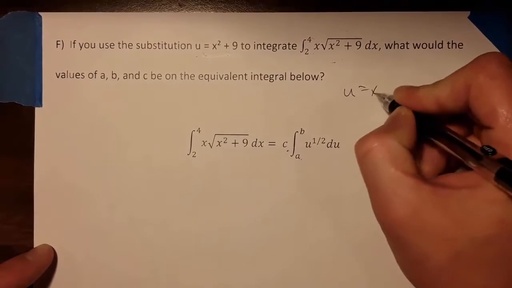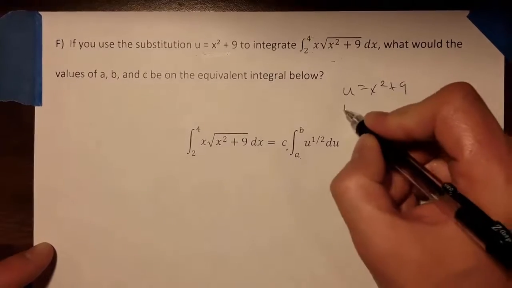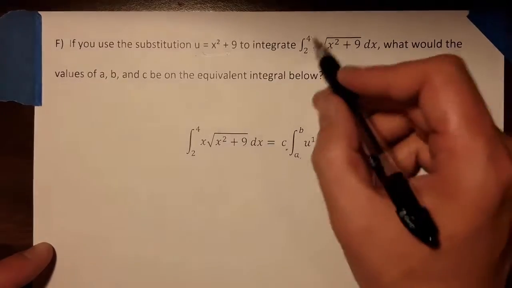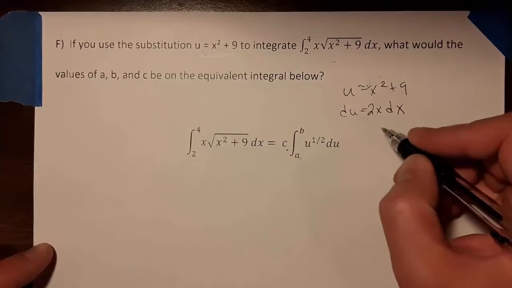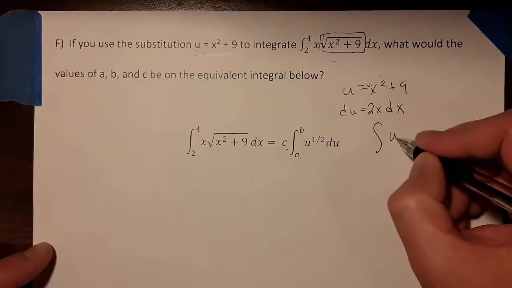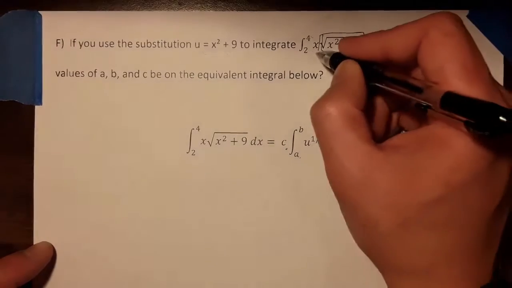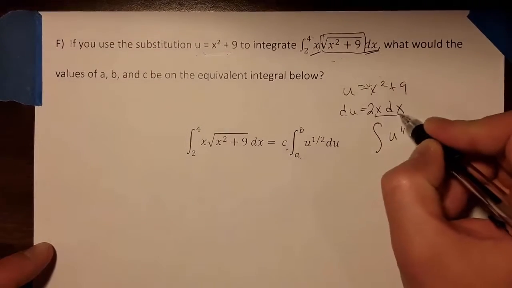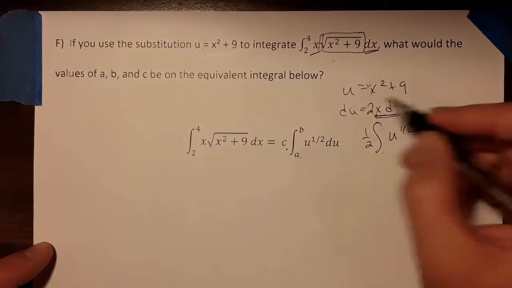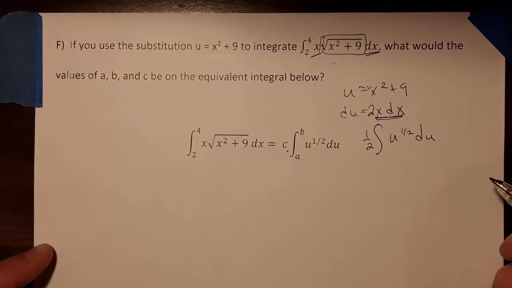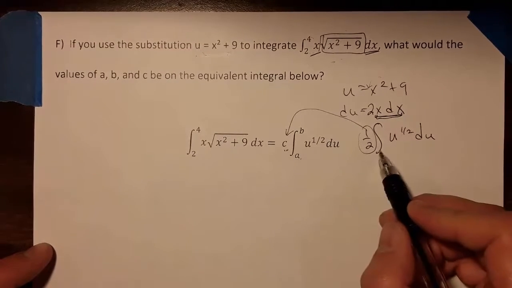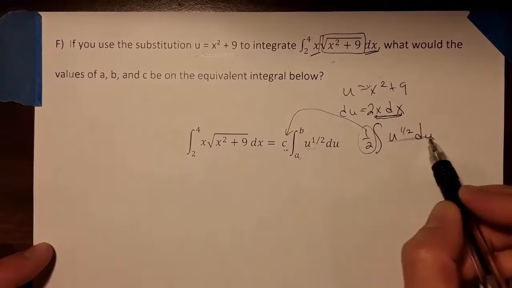If u is x squared plus 9, that would mean du would be 2x dx. So if I were going to rewrite this integral, I could take care of this much by just doing u to the half. I would still need to account for x dx, which is, hey, built into du. I would have to put a 1/2 out front to kill off this 2, and then I could keep du inside the integral. So that already tells me what c is. The number out front is 1/2. You'll notice everything else matches here.